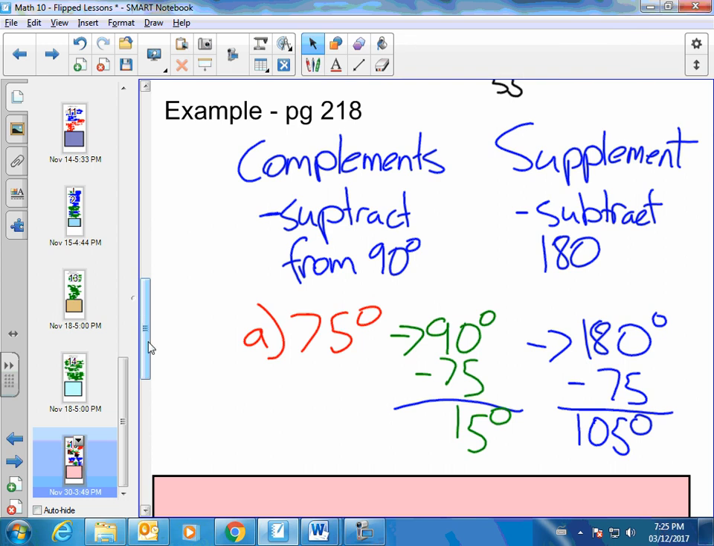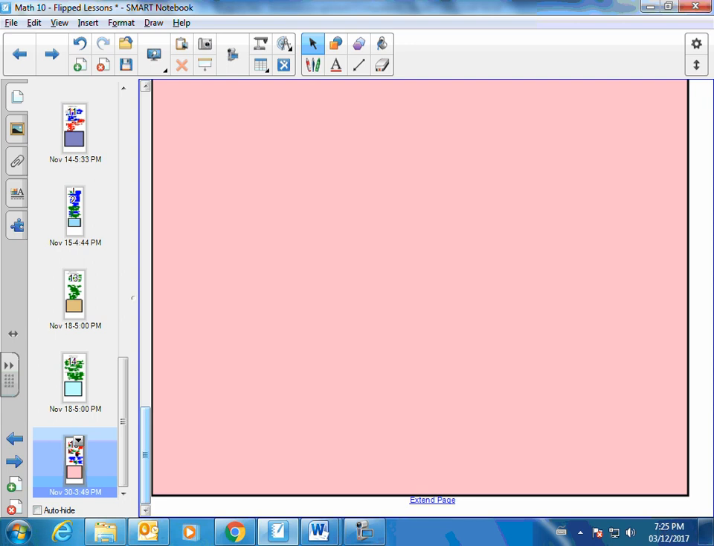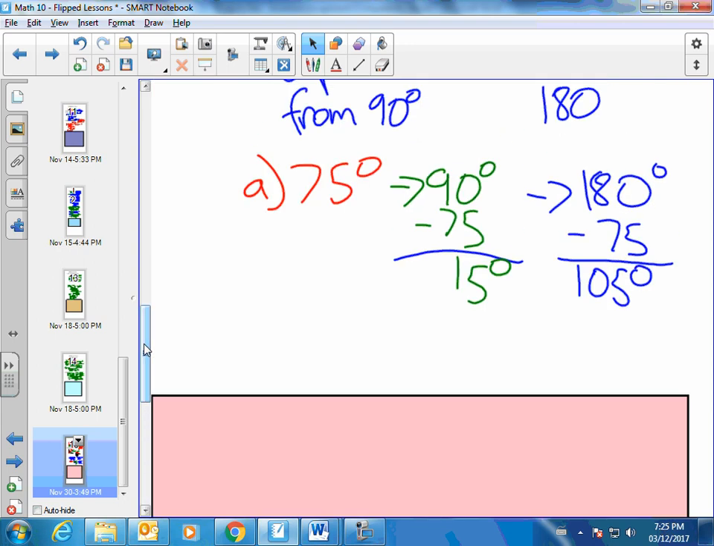Pretty simple and easy stuff. The trickiest part of this one is just remembering which word they want you to remember. Complement or supplement. Complement or supplement. Sorry, I'm apparently losing my pronunciation skills. So we'll look at the next example here.